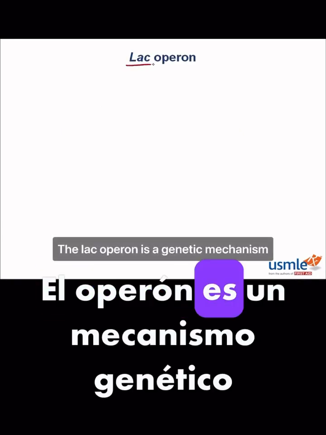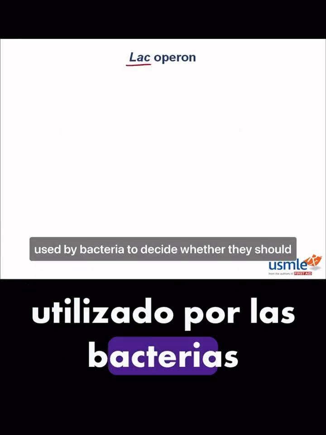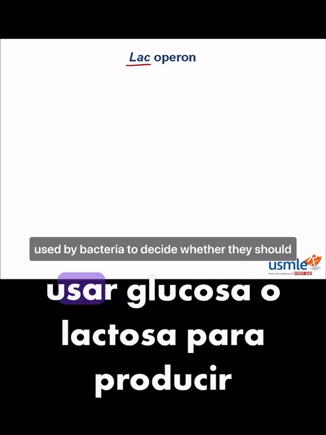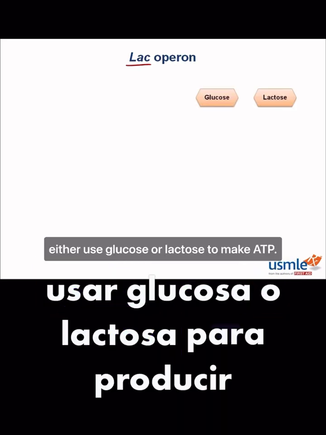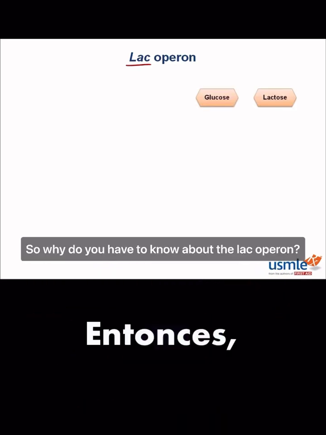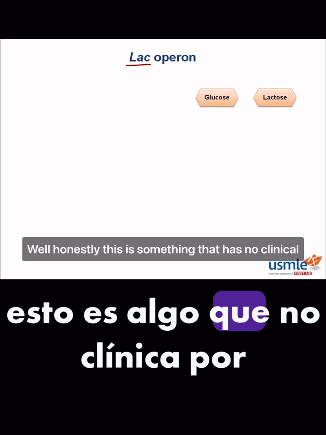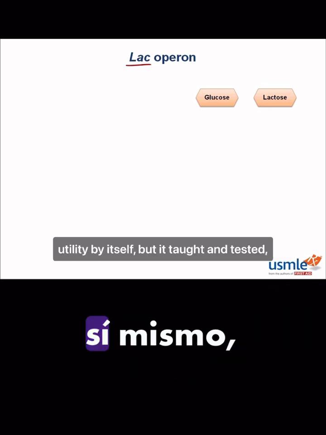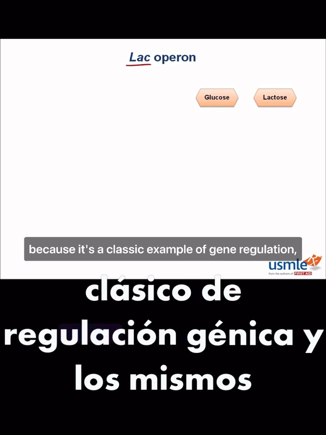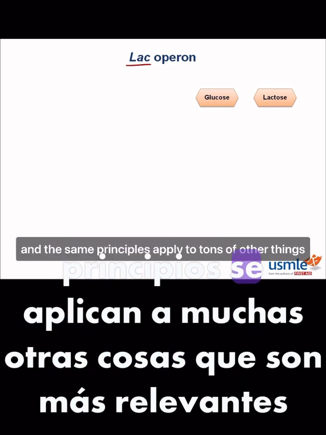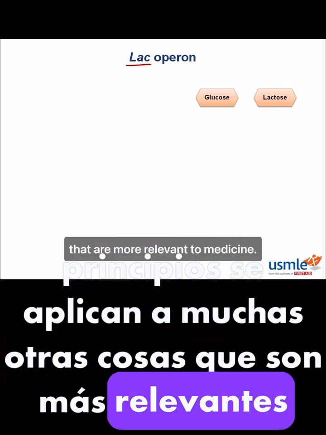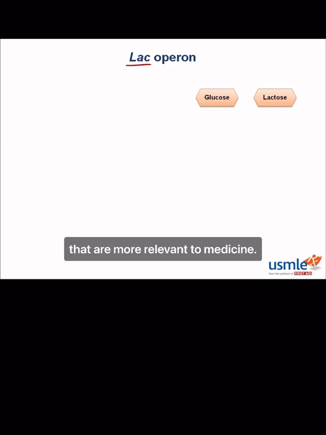The lac operon is a genetic mechanism used by bacteria to decide whether they should use glucose or lactose to make ATP. So why do you have to know about the lac operon? Well, honestly, this is something that has no clinical utility by itself, but is taught and tested because it's a classic example of gene regulation, and the same principles apply to tons of other things that are more relevant to medicine. Okay, so how does this work?